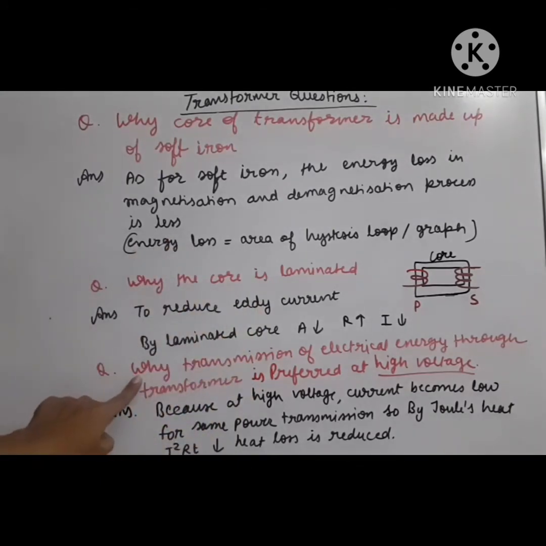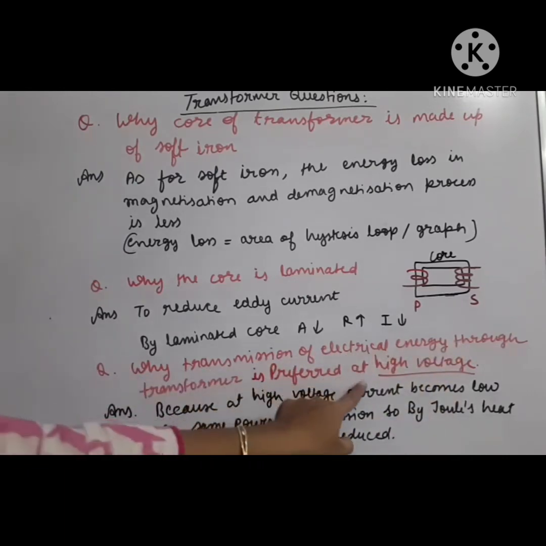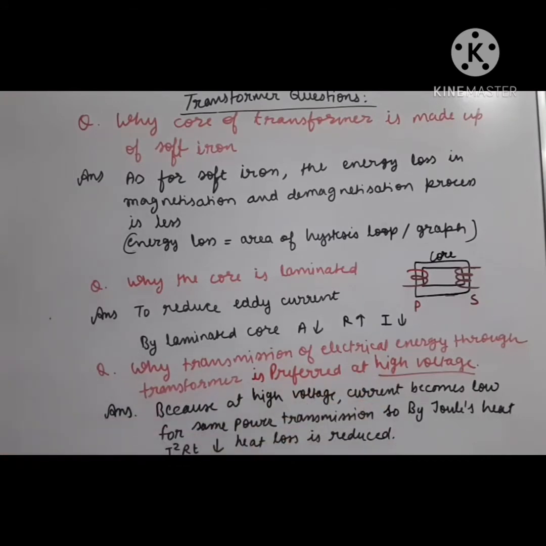Now there can be a 2 mark question. Why is the transmission of electrical energy through transformer preferred at high voltage? Okay, whenever electrical energy is to be transferred from one location to a far off location, then transformers can increase or decrease the voltages. Okay, so using the transformer, we supply the power to any destination at high voltage.